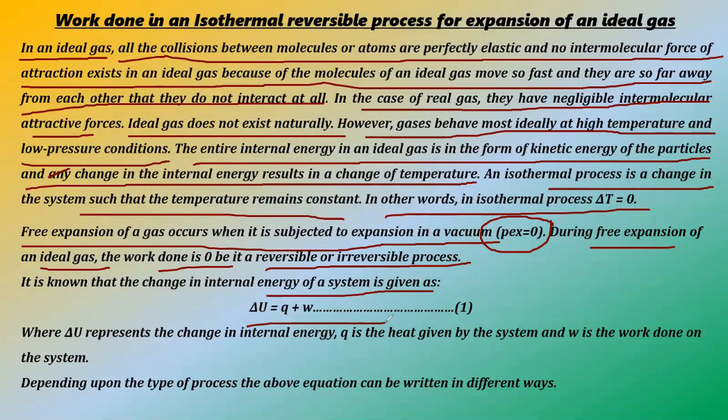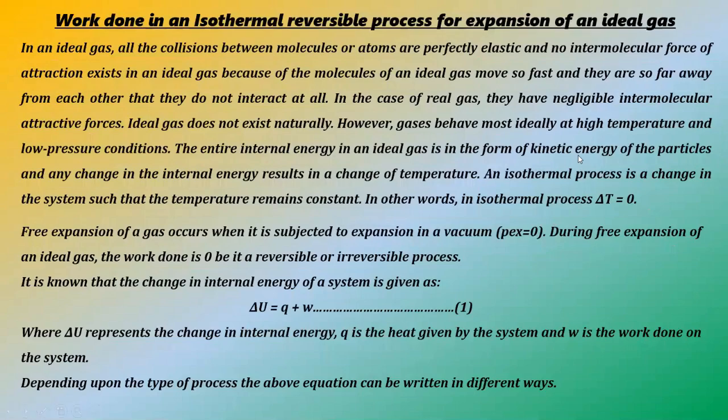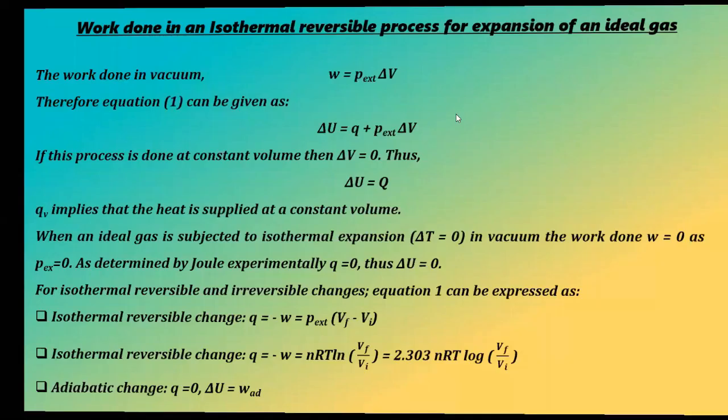This is coming from none other than the first law of thermodynamics, where delta U represents the change in internal energy, Q is heat given by the system, and W is work done on the system. Depending upon the type of process, it can be written in different ways. Yes, agreed. So what do we have next?